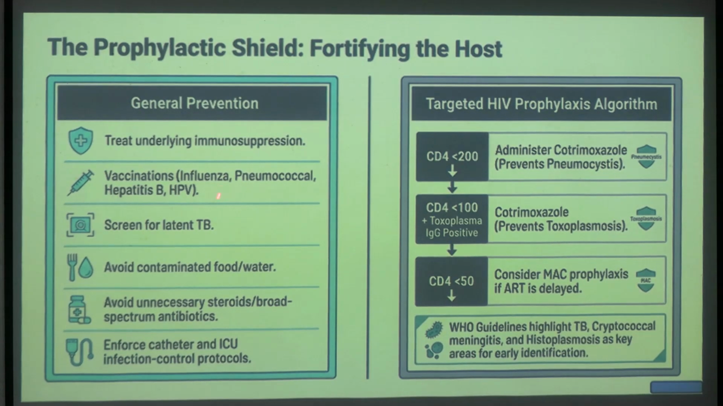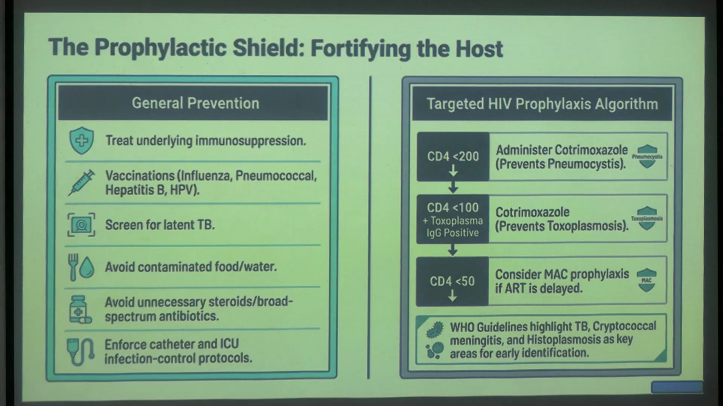Vaccinations are very important for influenza, pneumococcal, hepatitis B, and HPV. Screen for latent TB with IGRA. What is the role of IGRA? IGRA is an important question when you haven't been assessed for TB. Any questions on TB? What is IGRA? Who will tell? For latent TB, you can do a test called IGRA or QuantiFERON TB Gold.